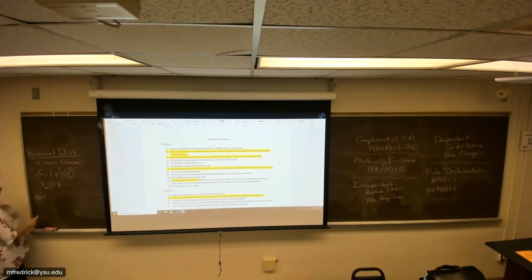The mean is n times p. The variance is n times p times q. And the standard deviation is the square root of that. So for binomial distribution, you need to memorize this. I think I made it two separate problems.